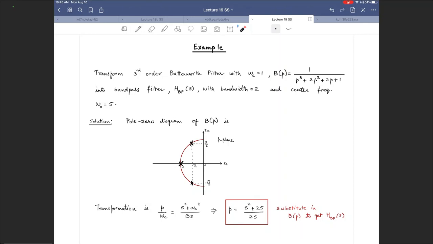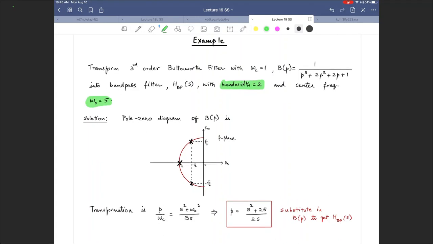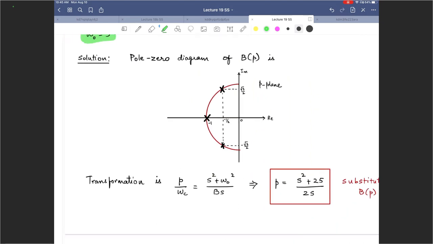All right, so let's move on here. I want to transform this low pass filter into a band pass filter. My desired bandwidth is 2 and my desired center frequency is 5. So let's start with the pole zero diagram of the P plane for the prototype for the low pass filter.